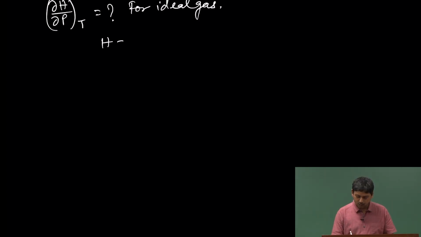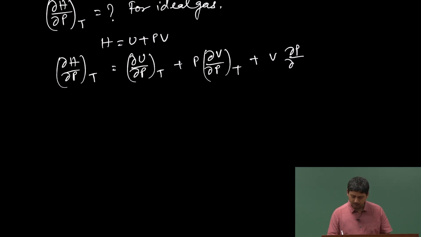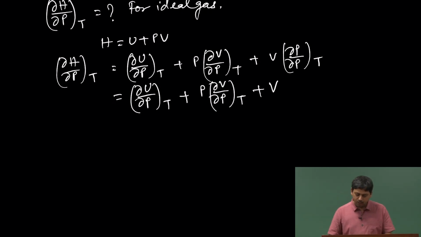So, we know that H is equal to U plus PV. See, we are not remembering anything, we will just start from scratch and do that. So, del H by del P at constant T is del U by del P at constant T plus P del V by del P at constant T plus V del P by del P at constant T, which is del U by del P T plus P del V by del P T plus V. Now, we have to see what is del U by del P T, correct.